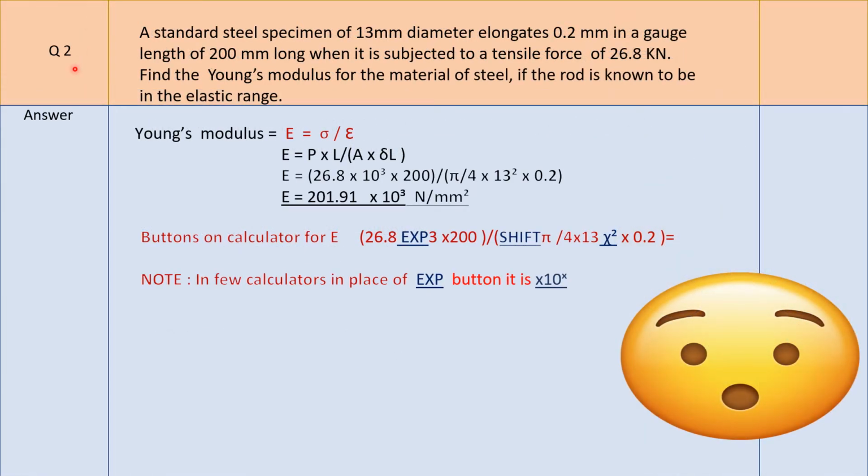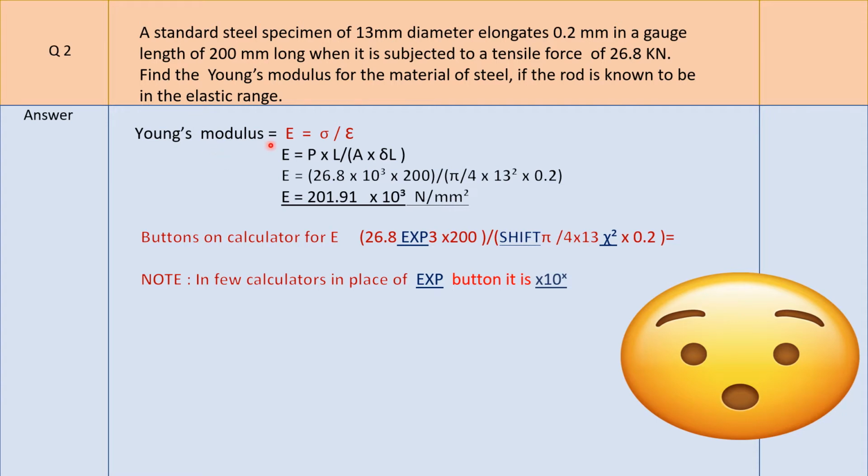Now this is the second question. A standard steel specimen of 13 mm diameter elongates 0.2 mm in a gauge length of 200 mm when it is subjected to a tensile force of 26.8 kilonewton. Find the Young's modulus for the material of steel if the rod is known to be in the elastic range.